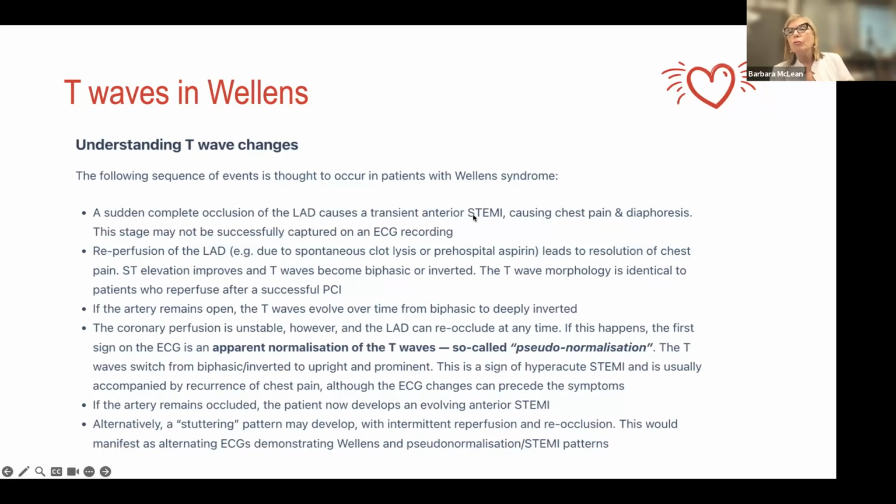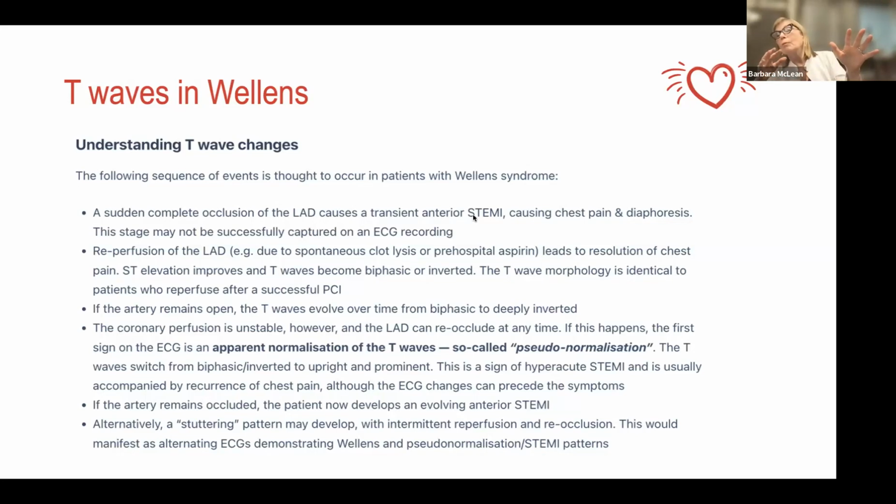You will probably have a transient anterior ST segment elevation, but you have to capture it on EKG during pain time. But then the patient maybe took some aspirin, had some spontaneous reperfusion, and so they reperfuse the LAD, the chest pain goes away, ST segment improves, but the T wave becomes biphasic or inverted, because that was the secondary event that happened after you had acute occlusion of the LAD. So very, very important to us.